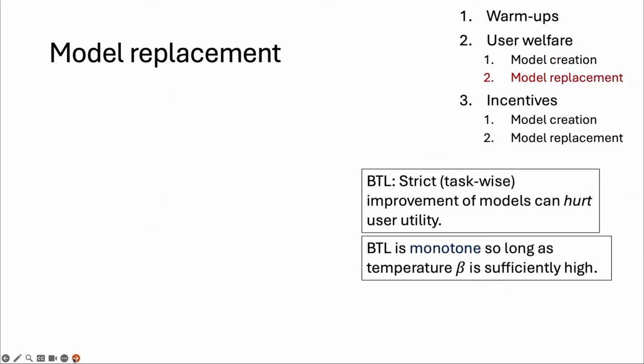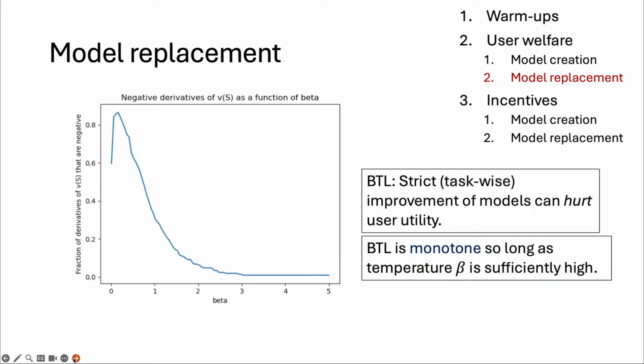Second thing, model replacement. The two results here were that strict improvements of a model can actually end up hurting user utility. However, you get away from this if temperature is sufficiently small or sufficiently high. So you have these two extremes where things are good. And this is what this plot looks like. Again, the x-axis is temperature, and the y-axis is the fraction of models that are in a non-monotonic regime.